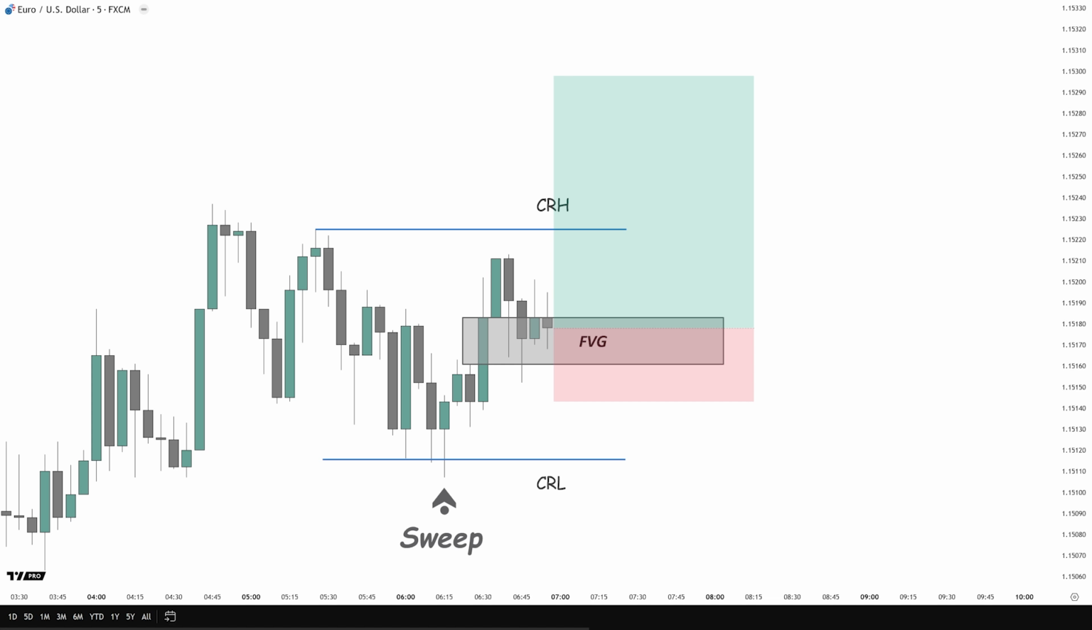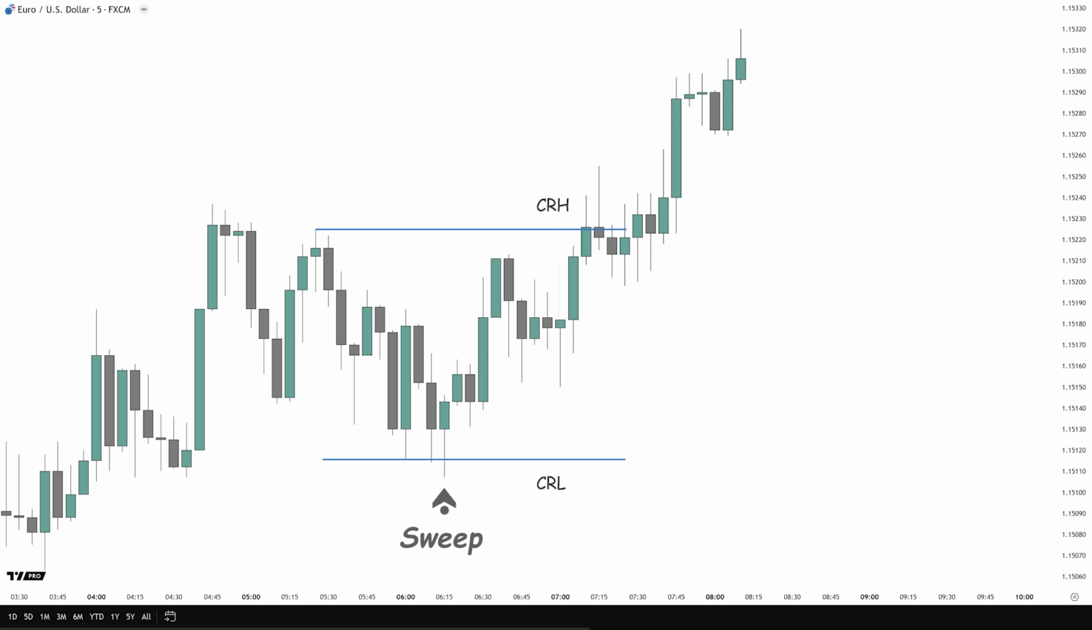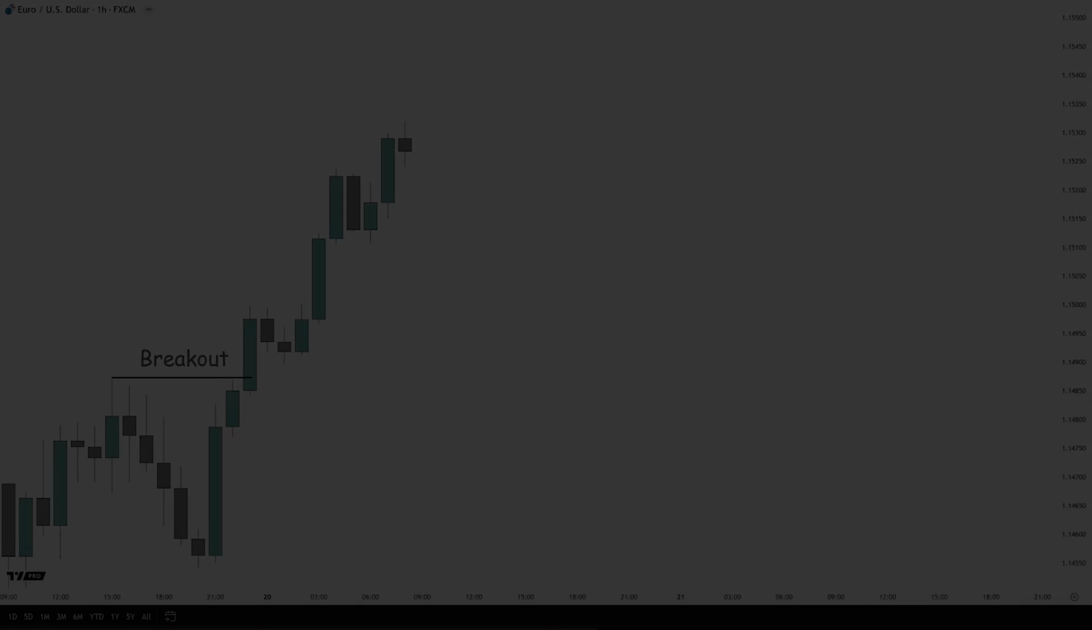Now for the targets, as mentioned before, we always close half of the position when the price reaches our 1-to-1 target, and for the second half, we let the profits run. Even if we miss this trade, see how many times price created FVGs along the upside move and gave us trading opportunities. So here we had our first successful trade. But let's continue on the 1-hour chart to find more setups.